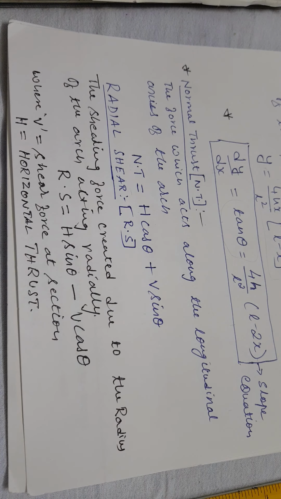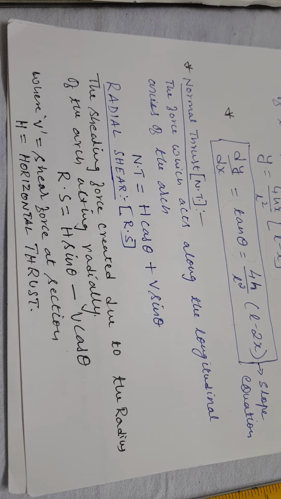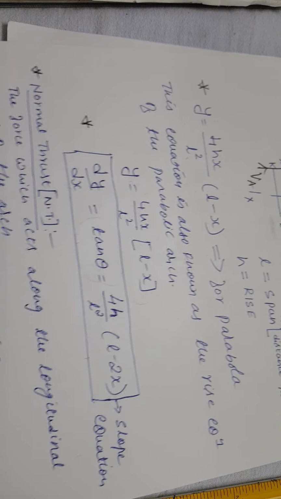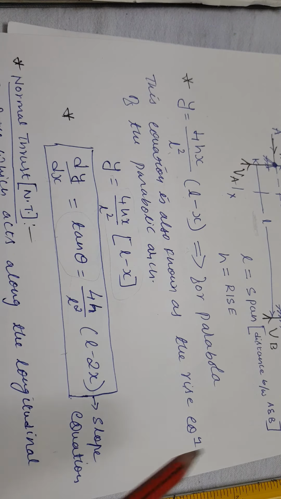And another one we have is the radial shear. It is once again the shear force created due to the radius of the arch, acting radially. So we also have an expression for that. It is indicated by R_s, that will be equal to H sin theta minus V cos theta. These are the four equations you have to remember in order to solve the problems. One is the rise equation, another is the slope equation, then the normal thrust, and the radial shear.